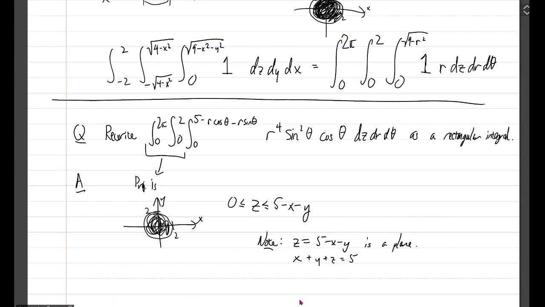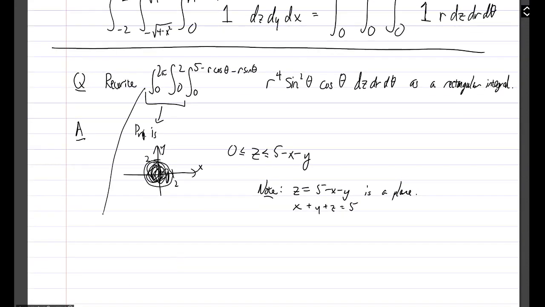Okay, so here's what I'd like to do. I'd like to take the integral that's up here. Sorry to rewrite it. Integral 0 to 2 pi, integral 0 to 2, integral 0 to 5 minus r cosine theta minus r sine theta of r to the 4th sine squared theta cosine theta dz dr d theta.